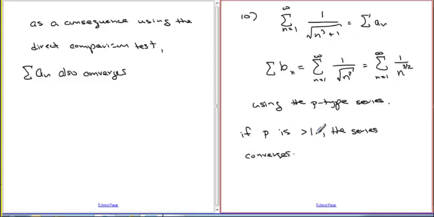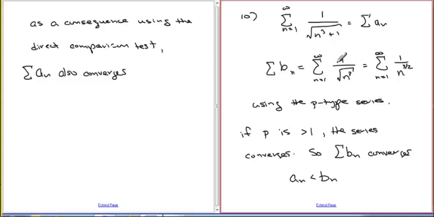And so B sub n converges. This series converges. And A sub n is always less than B sub n, which I didn't put in the previous one, but this is always less than that because it's the same thing except you add 1. So the denominator is slightly bigger.